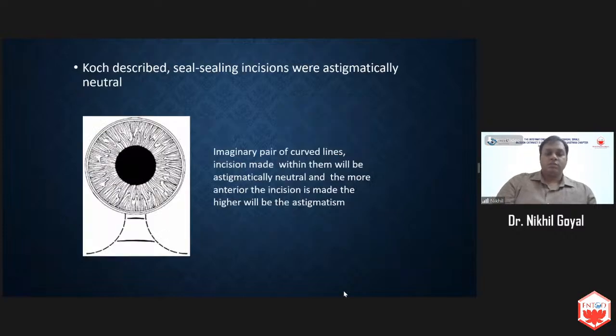So this is a diagram representing the astigmatic funnel as described by Koch. As we can see, there's a funnel which is based at the superior limbus, and any incision placed within this astigmatic funnel causes no astigmatic effect on the cornea. As we can see from the diagram, the closer you are to the limbus, the smaller is the incision size. So placing an incision slightly away from the limbus gives us a large incision size with a lesser astigmatic effect.